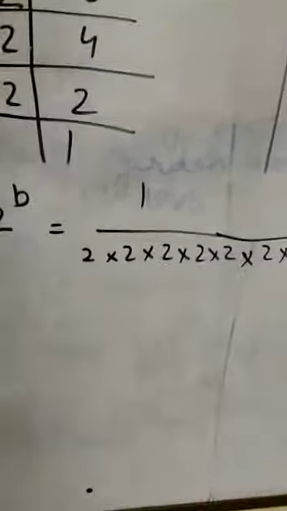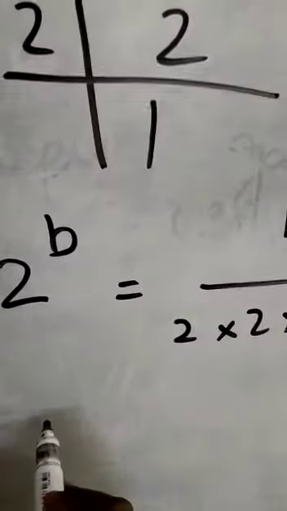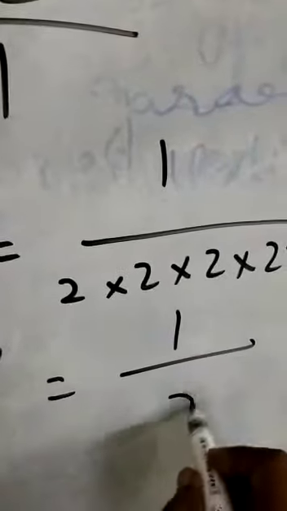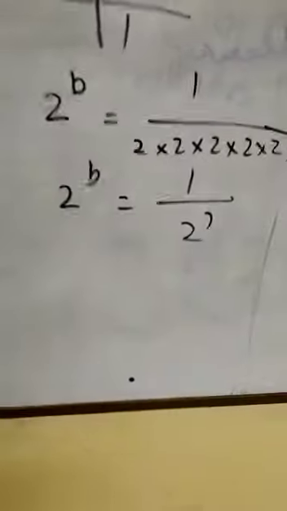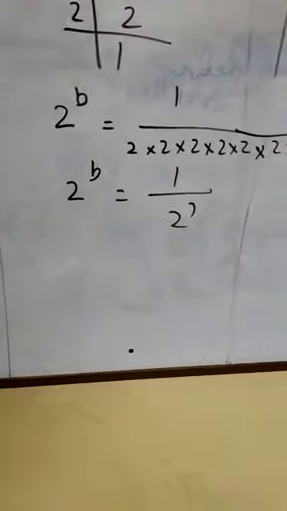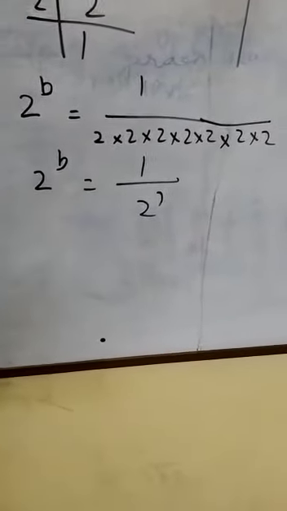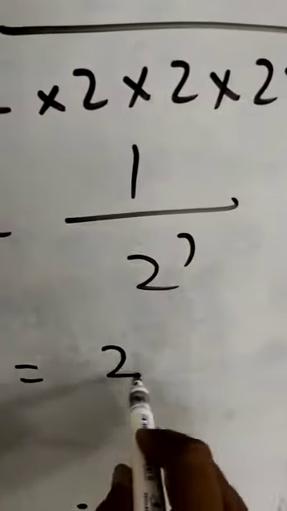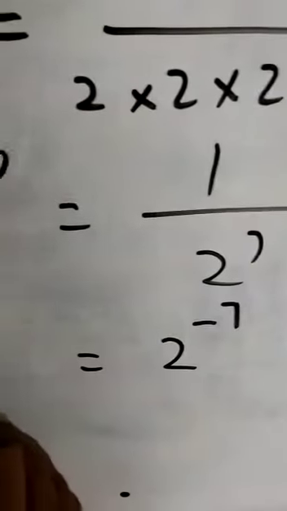So these are the seven 2's here. In the next step we will make it 2 to the power 7, and then this 2 to the power 7 will go up. It will become 2 to the power negative 7.